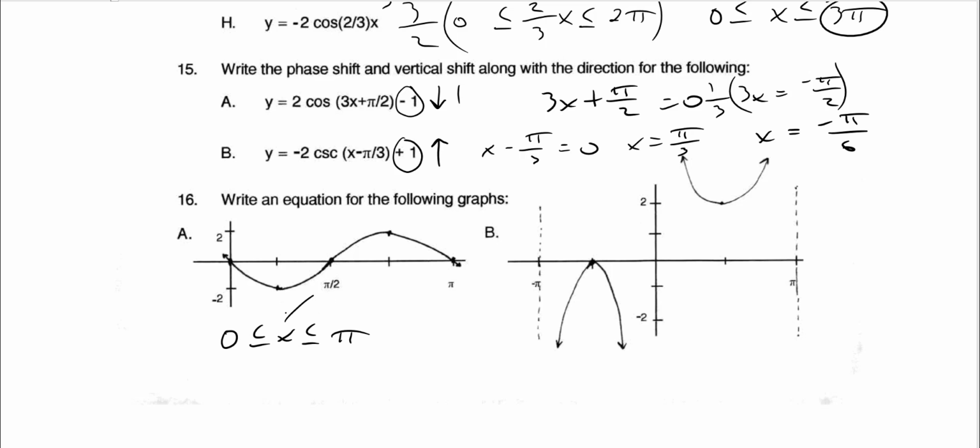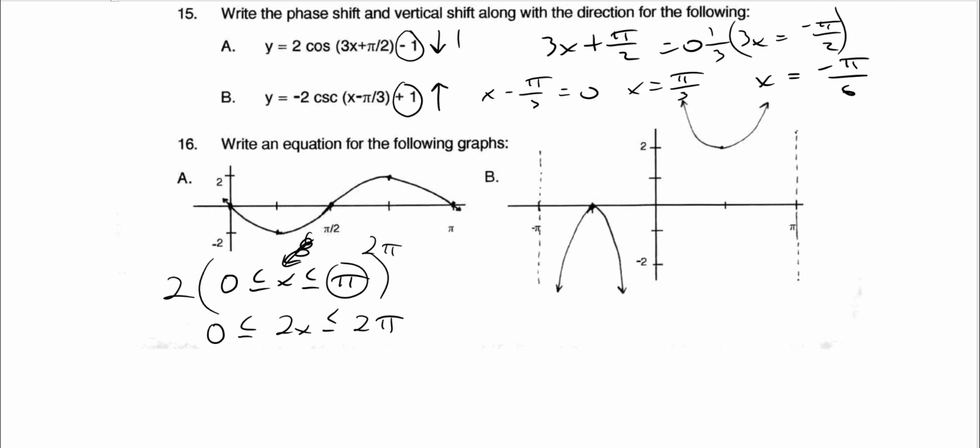So remember, I want this to be 2 pi, or 2x, sorry. I want this to be 2 pi. So I'm going to multiply this whole thing by 2, and I get 0 less than or equal to 2x less than or equal to 2 pi. So that's part of the equation, which is kind of nice.